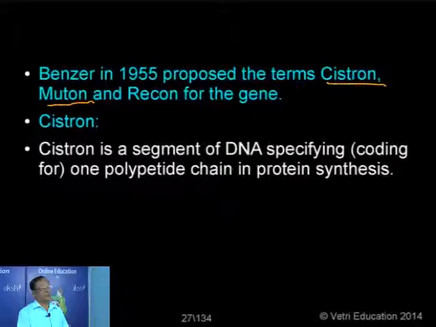Now what do you mean by cistron? Whether it is cistron or muton or recon, all are nothing but segments of DNA only. So a cistron is nothing but a segment of DNA that is normally coding or specifying one polypeptide chain. A sequence of bases or a sequence of DNA molecule that is normally specifying one polypeptide chain is called a cistron. It is a functional unit specifying or coding for only one polypeptide chain during protein synthesis. That is what is called cistron.